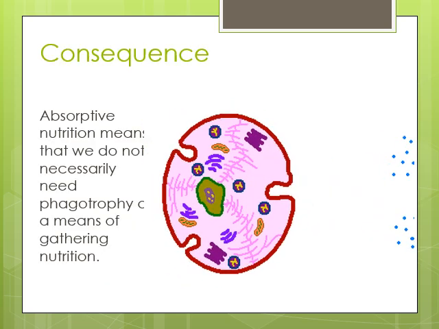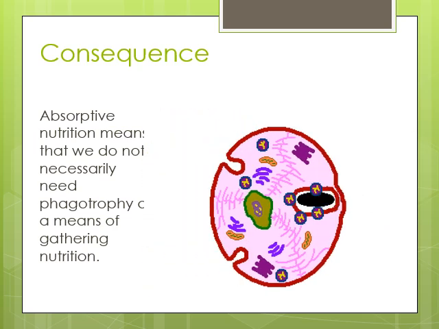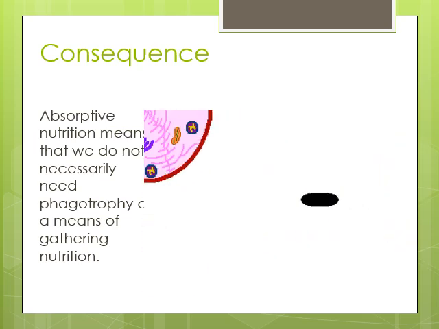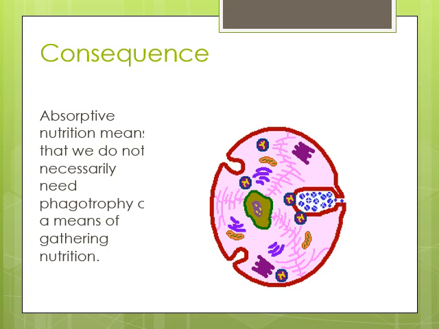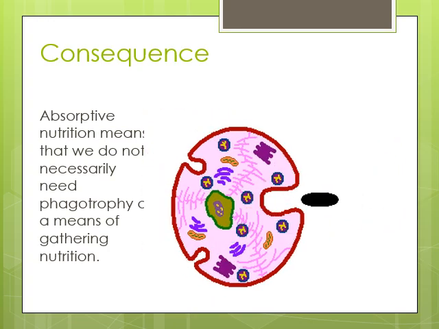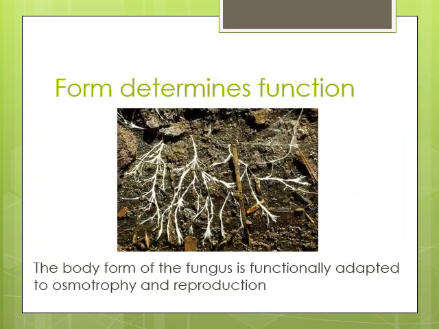So now that we've gotten rid of the cell, now that we have a cell wall, we don't need phagotrophy anymore. We can use osmotrophy. The body of the fungus is functionally adapted to osmotrophy and reproduction. That is, the body of the fungus, called the mycelium, is going to have lots and lots of twists and turns. It's sort of like a ball of string, if you will. Very, very thin, a whole bunch of twists and turns.